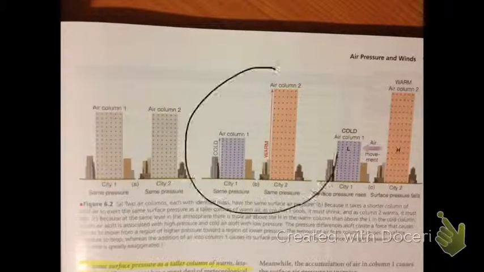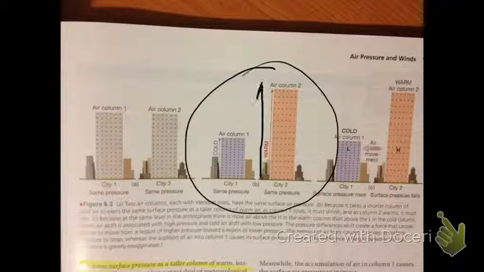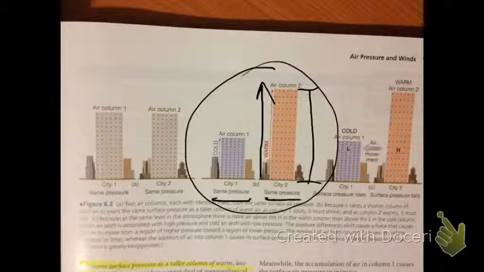Take this illustration to the second set of cities. All remains the same, but the temperature over City 2 increases. We already learned that as air warms, molecules speed up, and as a result they must expand. Therefore, the column of air over City 2 rises in order to contain the same number of molecules to keep the station pressure the same.